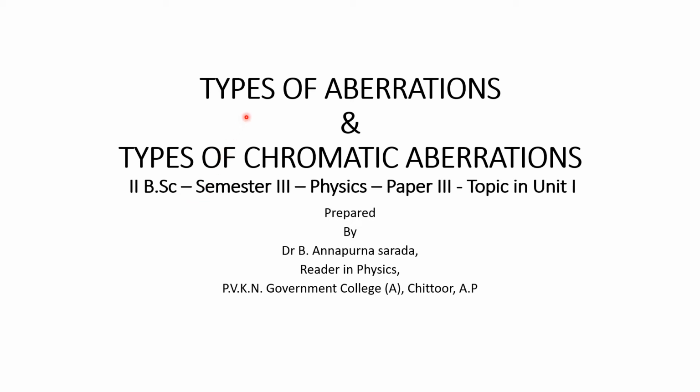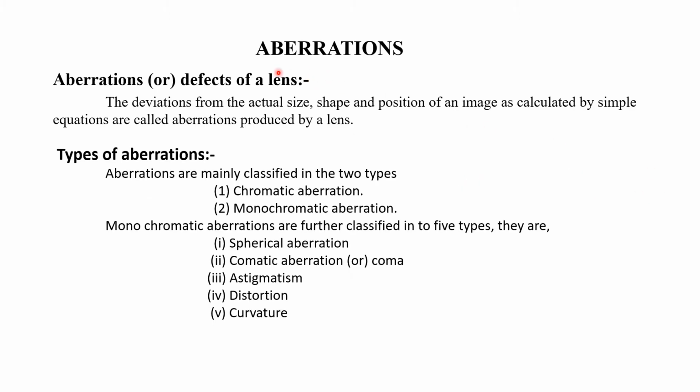In this lecture, I am going to explain about types of aberrations and types of chromatic aberrations. This is a topic in the first unit. Now coming to aberrations. Aberrations means the defects of a lens while forming the image.